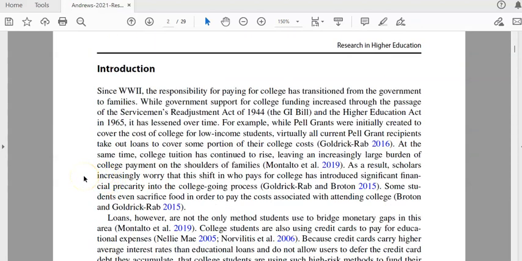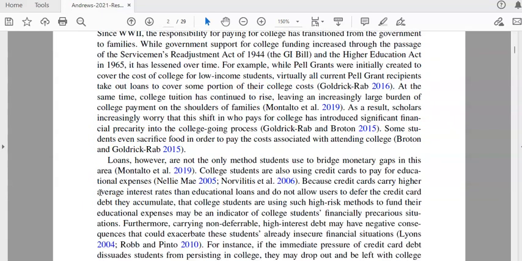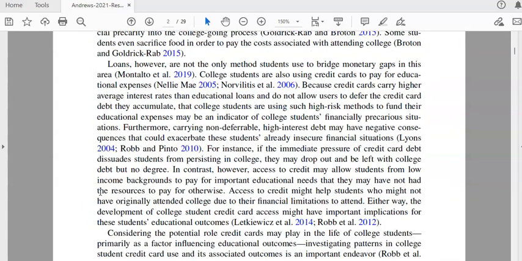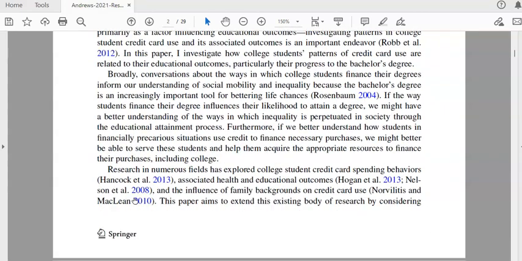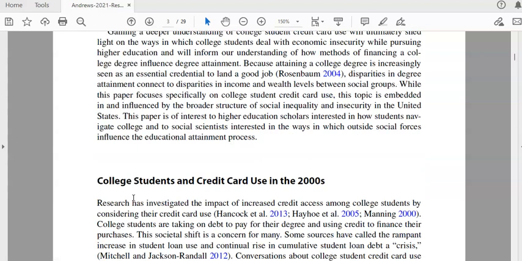So this article starts with an introduction, which is kind of background information talking about how college funding and the financial support available through things like the GI Bill and Pell Grants, tracing those changes since World War II, and how that puts students into kind of a need to rely on loans and other personal payment options for college tuition. This is background information that is setting up the literature review that starts here, College Students and Credit Card Use in the 2000s. Now, it's enough background information that it's narrowing down to the specific focus of the article.